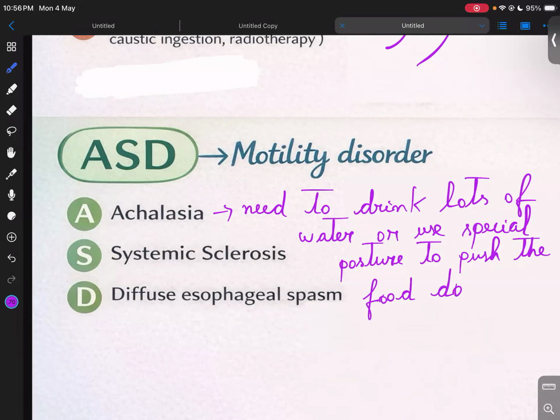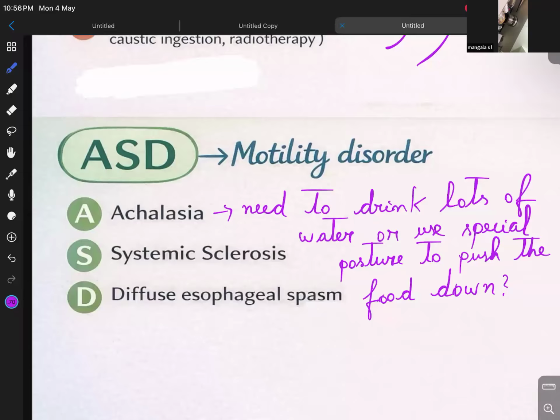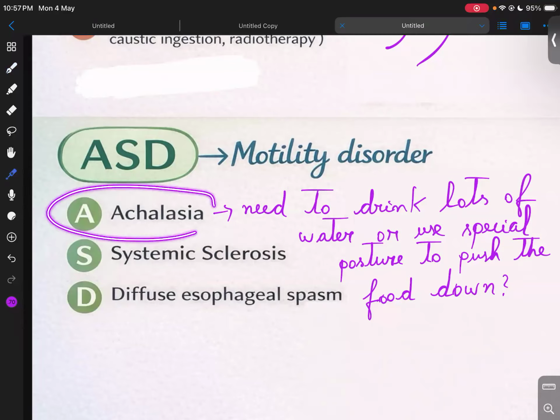This is the screening question of achalasia. In OST, it has been written: do you need to move your body from side to side to help in the process of swallowing? It was written in achalasia in OST.